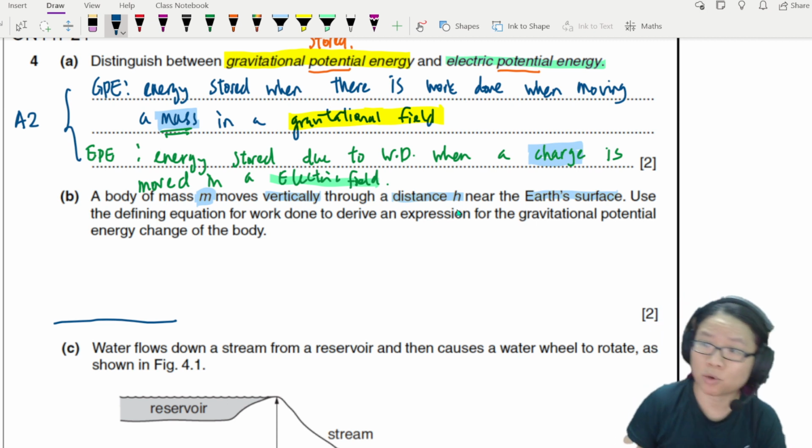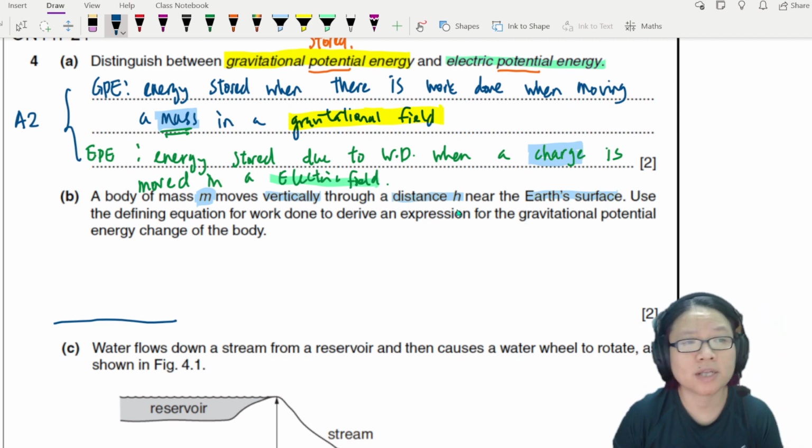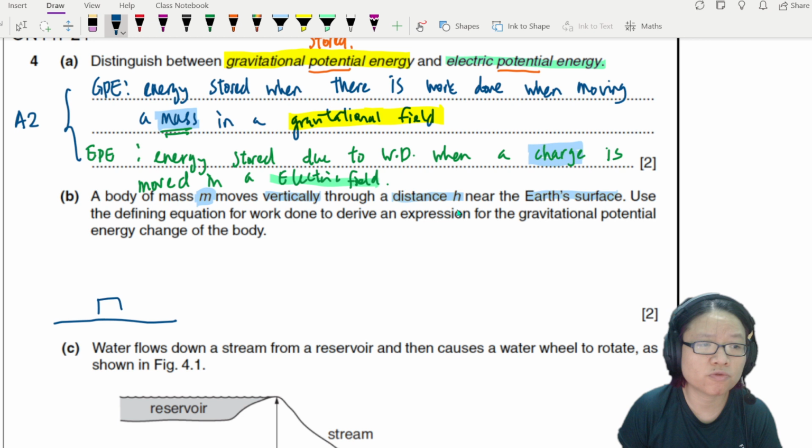But in this case, we are going back to your AS content. So right now, your mass is going to move vertically. Your m is here. Okay, we're going to move m vertically upwards to here.